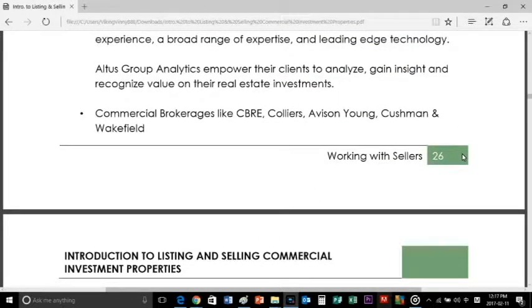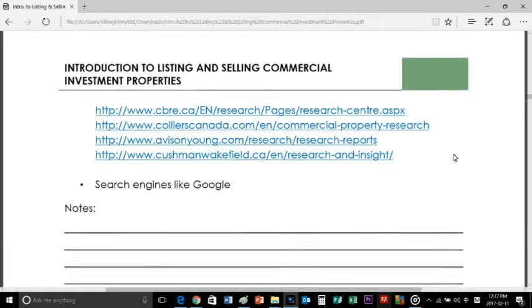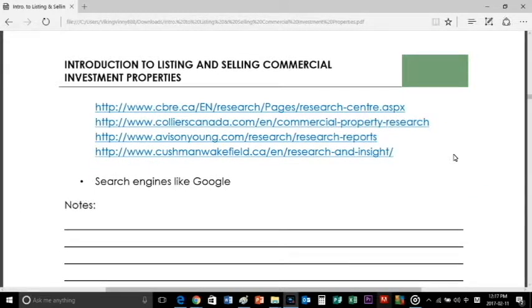Commercial brokerages like CBRE, Colliers, Avison Young, Cushman and Wakefield. And here are the websites, search engines like Google. And I believe there have been some shakeups in the commercial real estate industry. So Google, what are some of the latest mergers and movements?